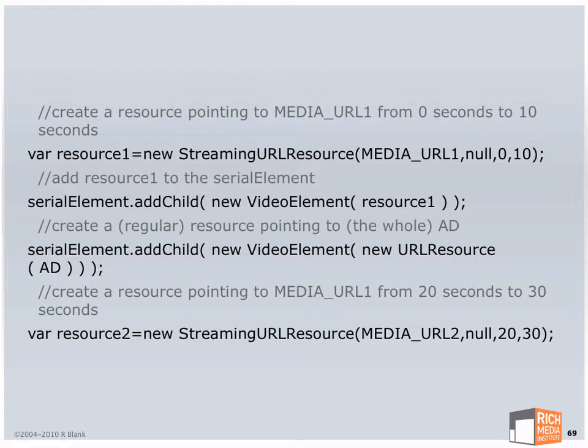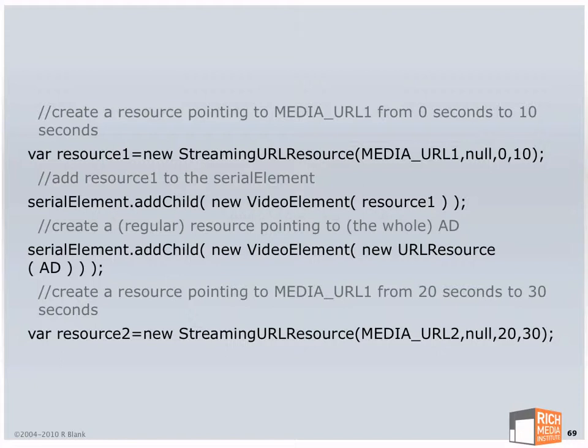So we will create a streaming URL resource pointing to a specific URL, and we'll tell it to play from 0 to 10 seconds. I'll create a new video element off of that resource and add it to a serial element. Then I'll add a new URL resource pointing to my ad as another video element as a child to my serial element.